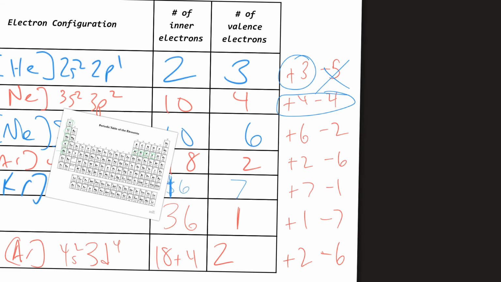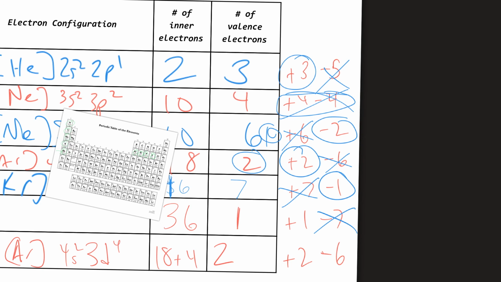This one, it depends. It doesn't really follow these rules. This one is going to become a -2 by gaining 2 electrons. This one is going to lose those 2 electrons that are here. This one is going to gain 1 to become 8. This one is going to lose that 1 to become a +1. And this one here, you can probably guess, is going to lose 2 to become a +2.